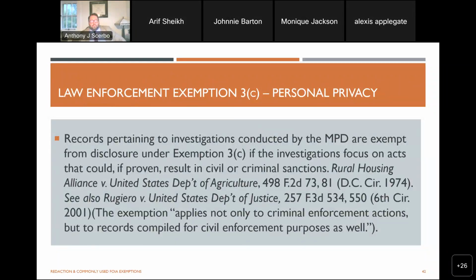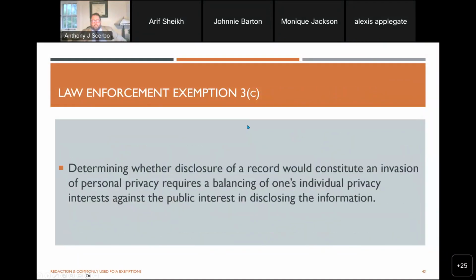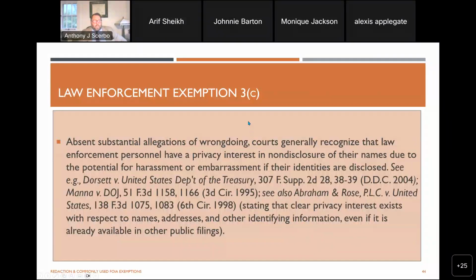So from this case, Rural Housing Alliance, the exemption, quote, applies not only to criminal enforcement actions, but to records compiled for civil enforcement purposes as well. And we alluded to that before with the holding from another case that talked about, not just violent and non-violent, but also deterrent and civil enforcement. Determining whether disclosure of a record constitutes an invasion of personal privacy requires a balancing of the individual privacy interest, here's our balancing test in a slightly different form, against the public interest in disclosing the information.